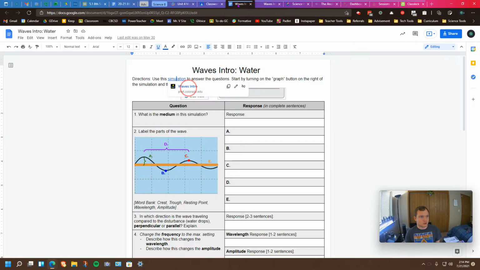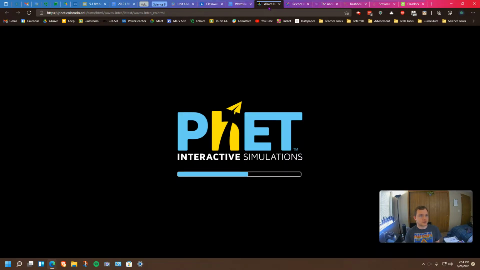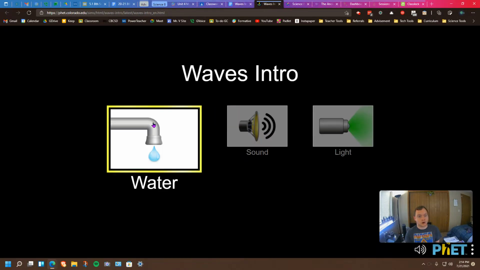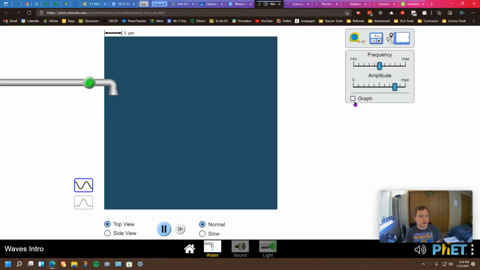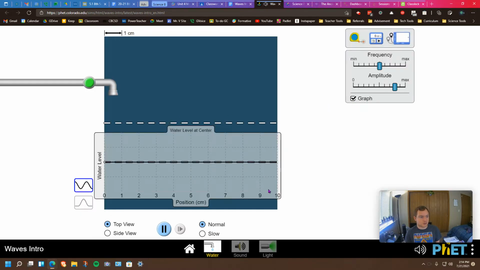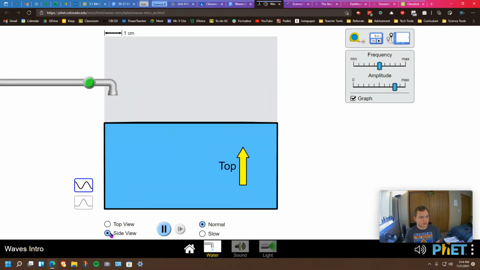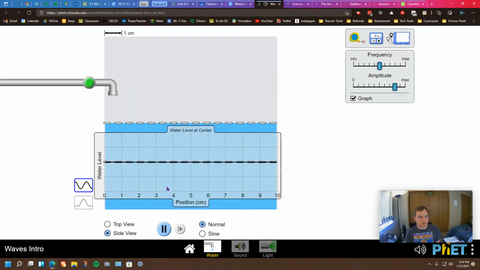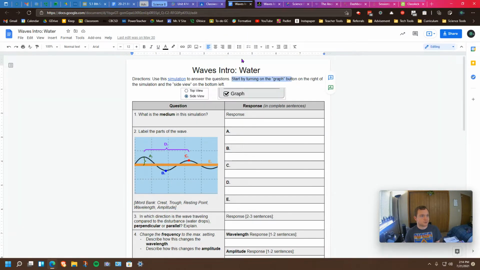And when it loads, if I read the directions here, it says you're going to start by turning the graph button on the right, and then you also want the side view. So I'll show you what to do with that. You're going to click on water, because this is on the water. You're going to turn on the graph like it said, and then you want to switch it to side view, which is down here. So graph, side view, make sure you're on the water one, and then you're set up to go.